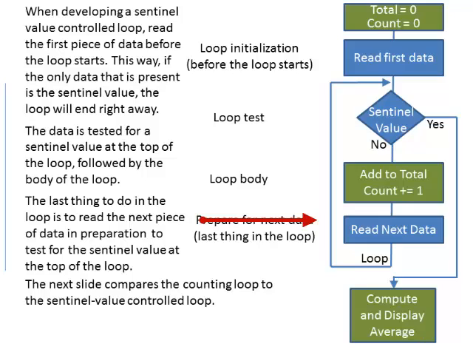And then I read the next piece of data. That's all the way at the bottom of the loop. It kind of looks weird, but that's the way it works. The bottom of the loop has read the next piece of data, and then we're going to loop back up to the test to see if we've reached our sentinel value.